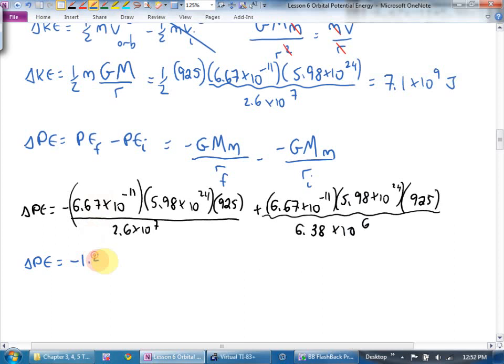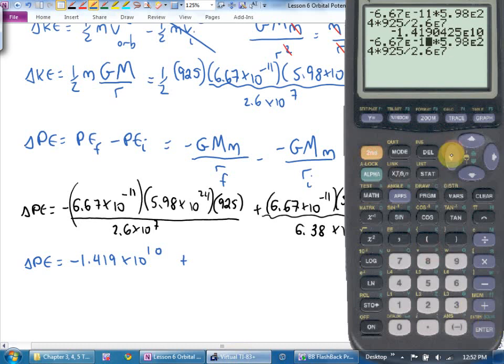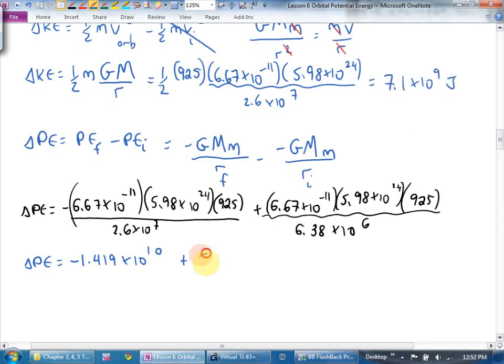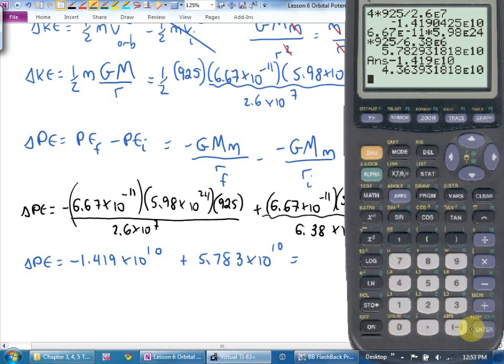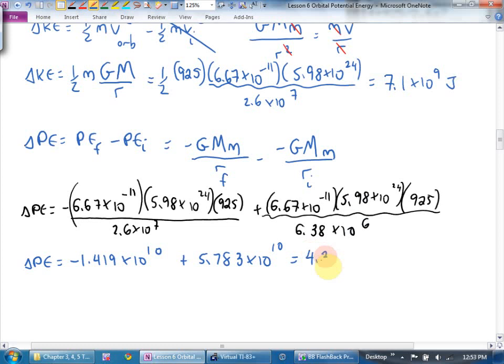Plus, second function, enter, or backspace if you've got a scientific one. Lose the negative. 6.38 times 10 to the 6th. Times 10 to the 10th. Take away 1.419 times 10 to the 10th. That's 4.364 times 10 to the 10th joules. That's how much energy it's going to take to get it up there.